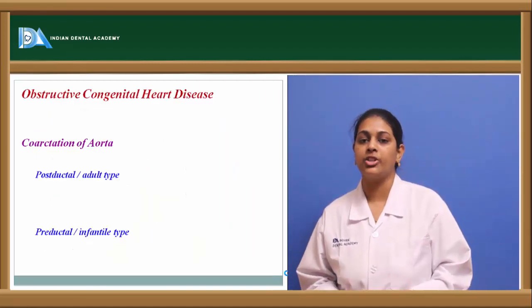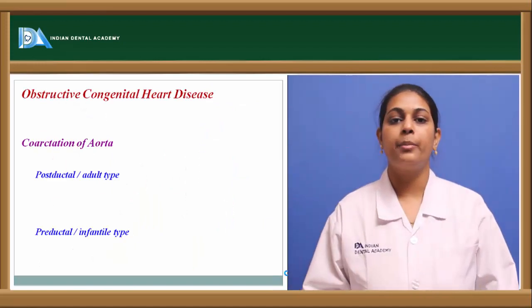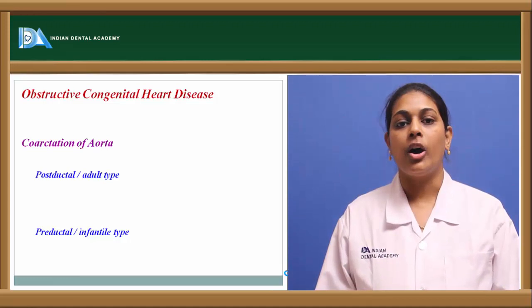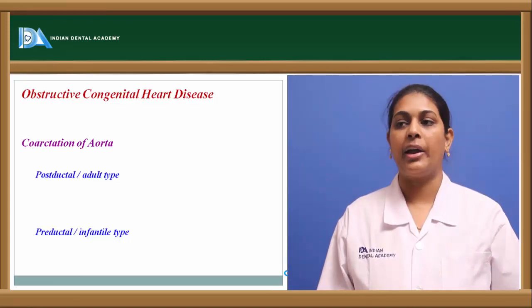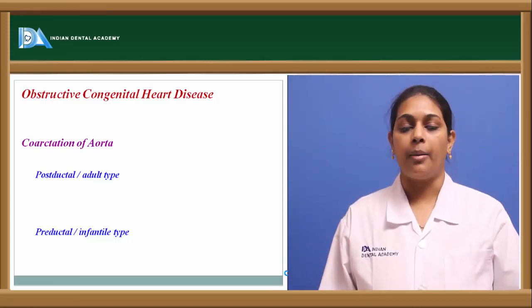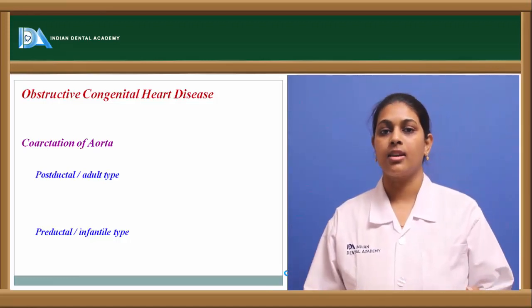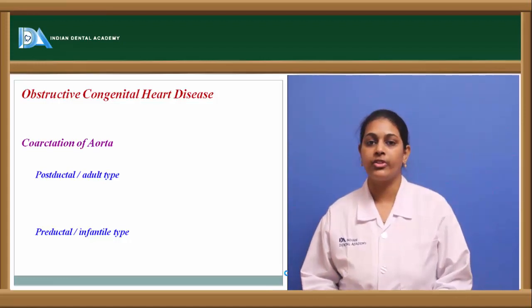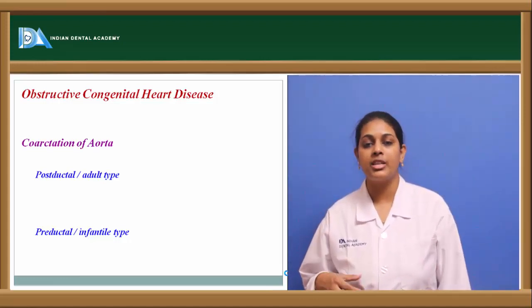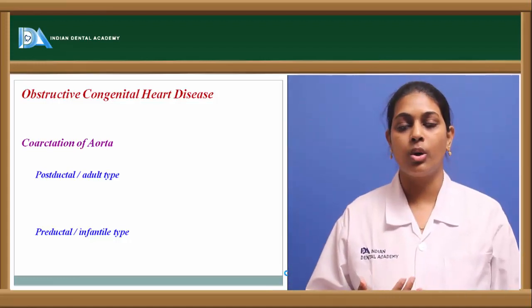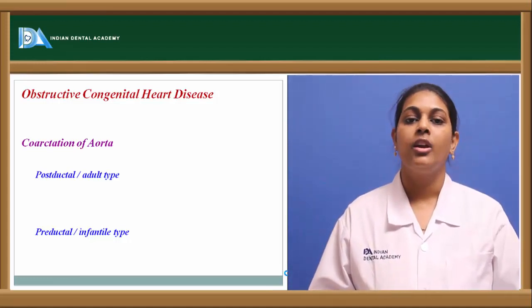Coming to obstructive congenital heart disease, this is majorly because of obstruction in the flow, because of abnormally formed or otherwise constricted aorta, which can result in obstruction or hampered flow of the blood circulation, which results in obstructive congenital heart disease. Amongst them, that is coarctation of the aorta. Coarctation itself means constriction or narrowing of the aorta. So this is based on the positioning of the constriction.